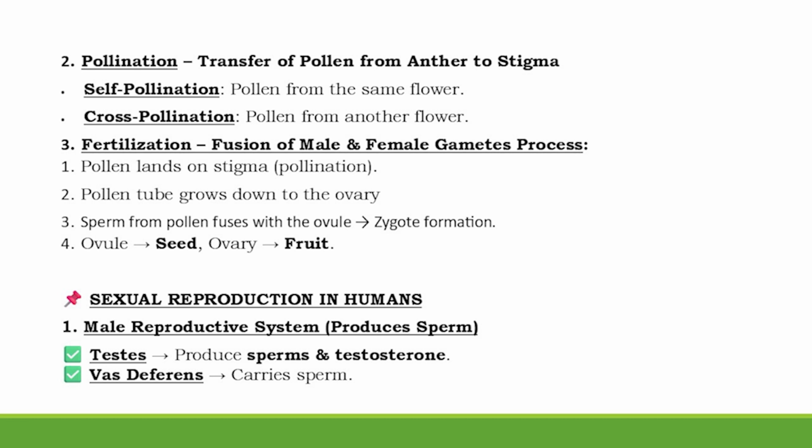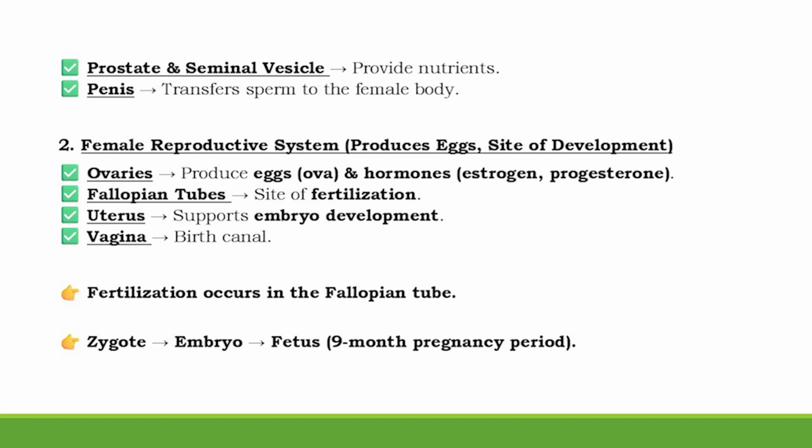Sexual reproduction in humans. 1. Male reproductive system produces sperm. Testes produce sperms and testosterone. Vas deferens carries sperm. Prostate and seminal vesicle provide nutrients. Penis transfers sperm to the female body.